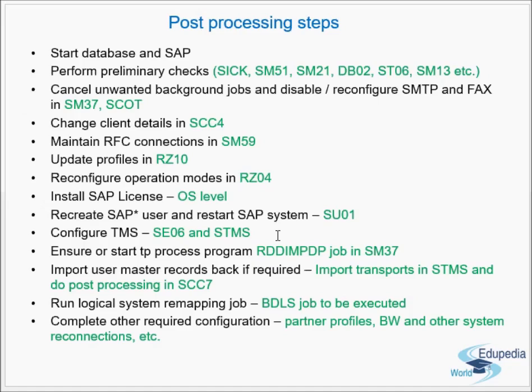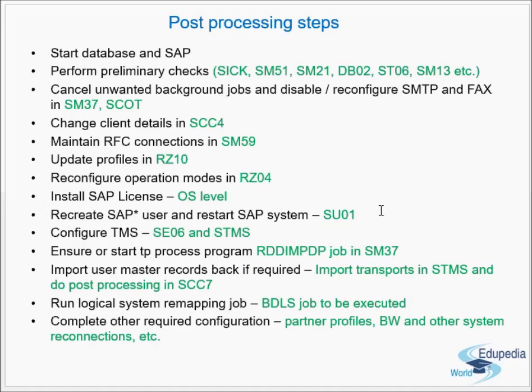Okay, and the basis administrator who is doing the post processing can log on to the system using the SAP Star user ID by deleting the SAP Star user ID in the USR02 and USR06 tables. You delete the user master record in SU01, then you can log in with the SAP Star user ID and the default password. Understood? Okay, now you can install the SAP license.